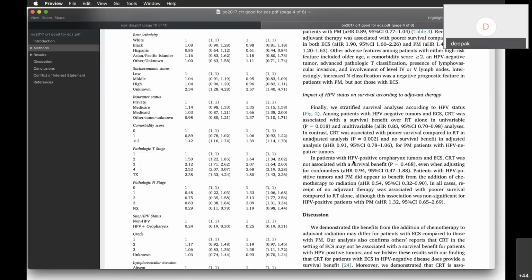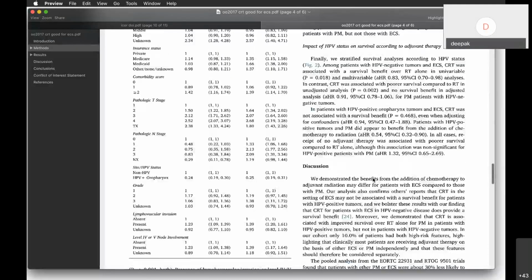And in patients with HPV positive oropharynx tumors and ECS, because in an HPV positive tumor, the nodes are likely to show more extracapsular spread because they are cystic nodes and they are large nodes compared to the primary. So the incidence of cystic nodes is much higher in an HPV positive oropharyngeal tumor. And this paper found that in patients with HPV positive oropharynx tumors and ECS, that is when the tumor has breached the nodal capsule, CRT was not associated with a survival benefit even after adjusting for all the confounders. And patients with HPV positive tumors and positive margins, they did not benefit from the addition of chemotherapy vis-a-vis no adjuvant therapy, because that gave poorer overall survival.